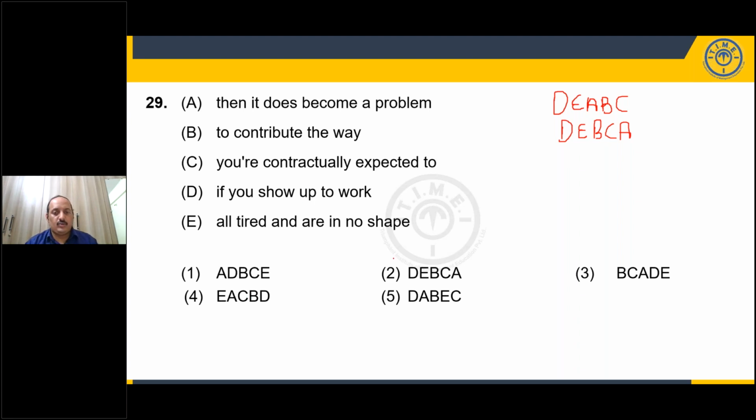So A, D, B, C, E, no. D, E, B, C, A, yes, the second order that we spoke about. B, C, A, D, E, no. So that gets eliminated. E, A, C, B, D, no. That also gets eliminated. D, A, B, E, C, but that's again not the one that we spoke about. So my answer is option number 2, D, E, B, C, A. In this case, both orders were possible, and out of them, one was there in the option. Would they give both the orders in the options? No, only one order will be there. So option number 2, D, E, B, C, A.